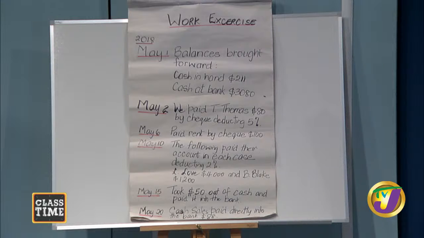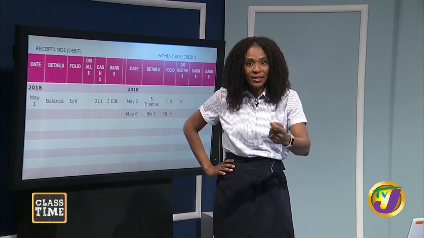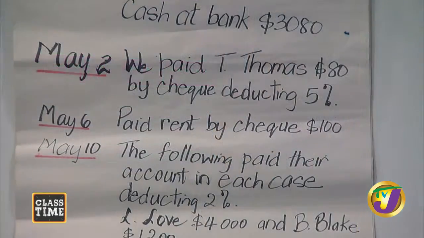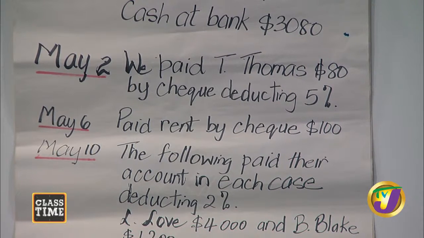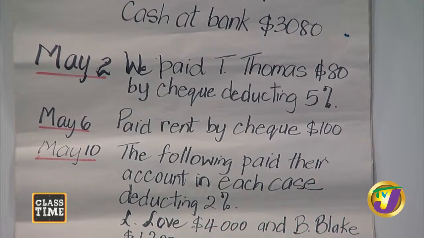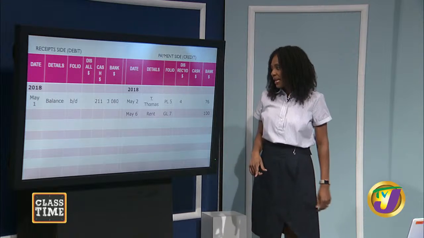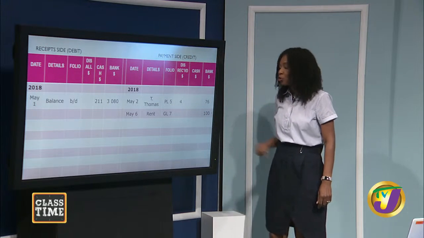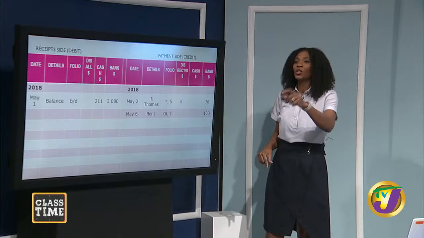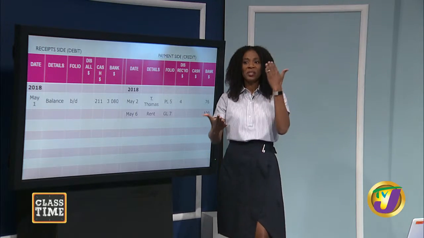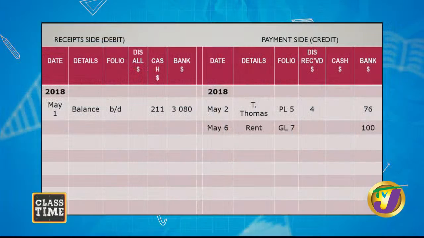Now, students, we are paying our rent. Watch the flow of the money. If the money is coming in, it is receipt. So we would record it on the receipt side. If we are paying out the money, it will go on the right side because it is payment. Is that clear? Good. Watch the flow of the money. Coming in, receipt. Going out, payment. So we go on the credit side and we'll enter May 6th as date, rent as our details, and $100 under bank because we paid by check. And when you see the word check, it is synonymous to bank.